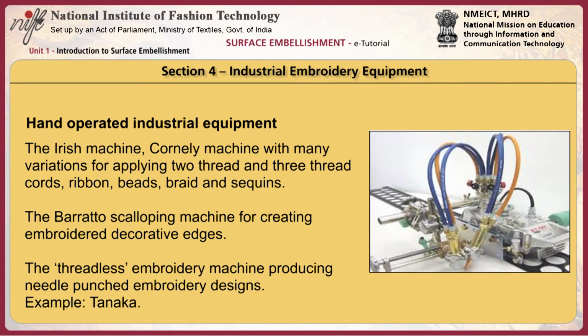Hand operated industrial equipment includes the Irish machine and the Cornely machine, with many variations for applying two threads and three threads, cords, ribbon, beads, braid and sequins. The Barudan scalloping machine creates embroidered decorative edges, and the threadless embroidery machine produces needle punched embroidery designs. An example of this is a Tanaka.